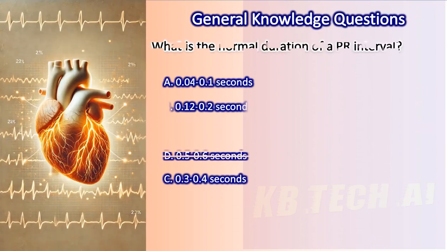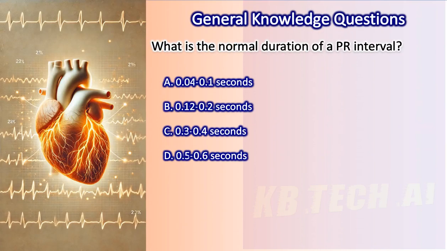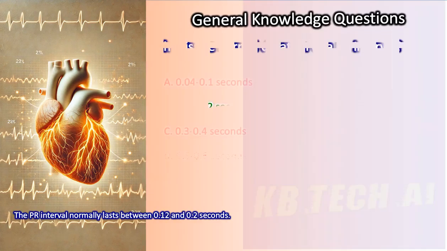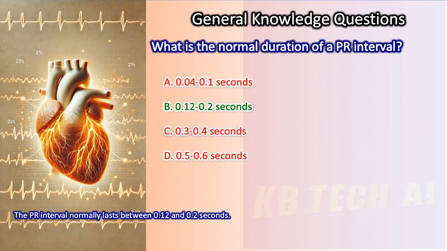What is the normal duration of a PR interval? Option 1, 0.04 to 0.1 seconds. Option 2, 0.12 to 0.2 seconds. Option 3, 0.3 to 0.4 seconds. Option 4, 0.5 to 0.6 seconds. The answer is option 2, 0.12 to 0.2 seconds.